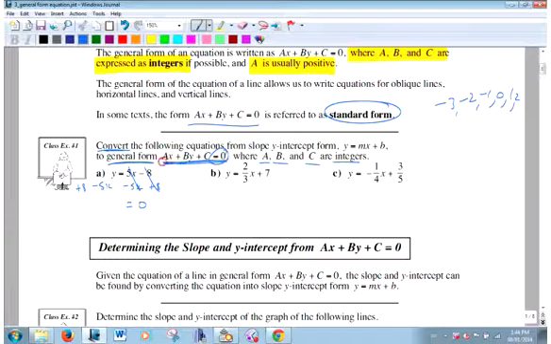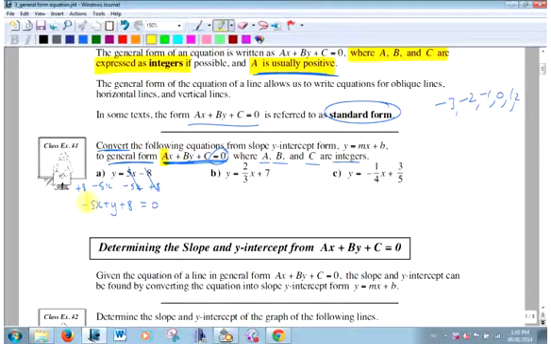Now I got to sort x first, y second, the number third. Minus 5x first. There's y plus y. Didn't leave enough space. And there's my number plus 8. I'm almost done. What else do I have to do? These are integers, but again, A needs to be positive. It's not positive.